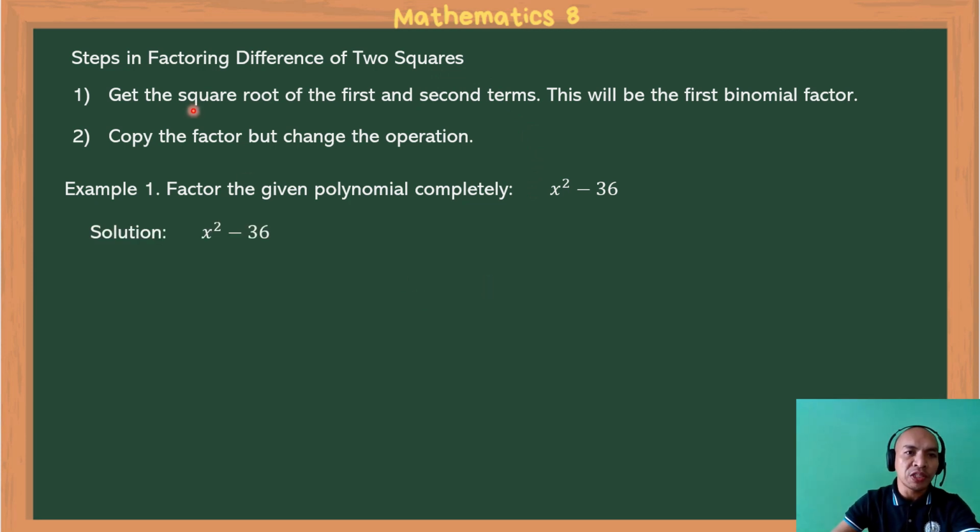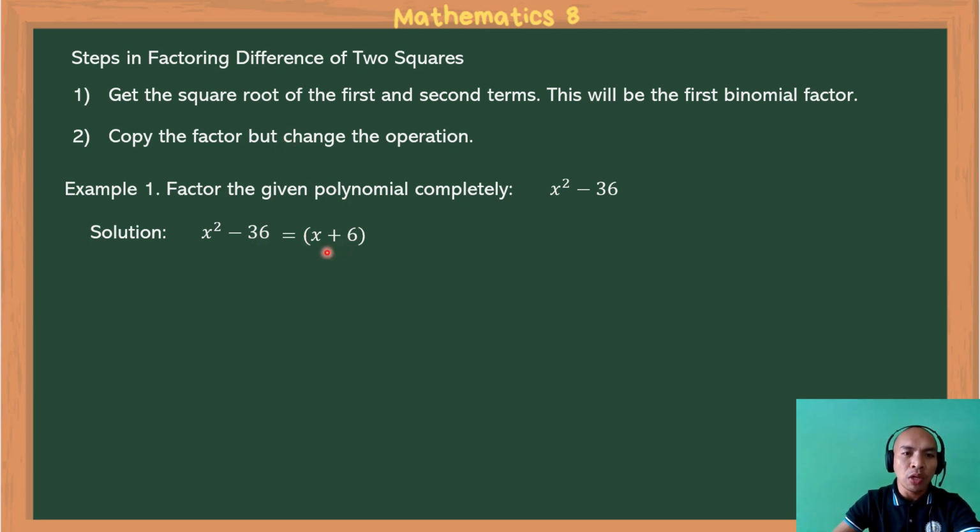Based from the steps, what we're going to do first is get the square root of the first and the second term. What is the square root of x squared? x to the power of 2 divided by 2 is x to the power of 1, so the square root of x squared is x. If you prefer to use plus in the first factor, it's okay. What's the square root of 36? That would be 6.